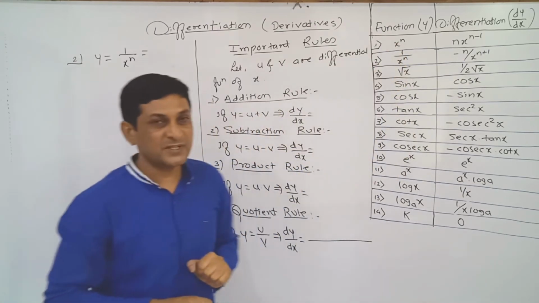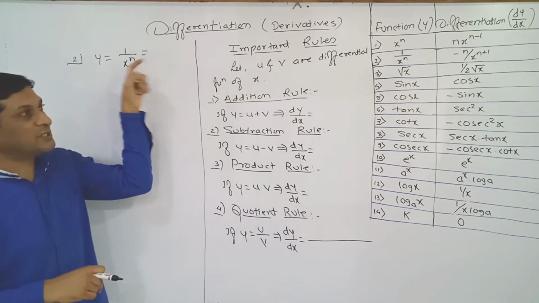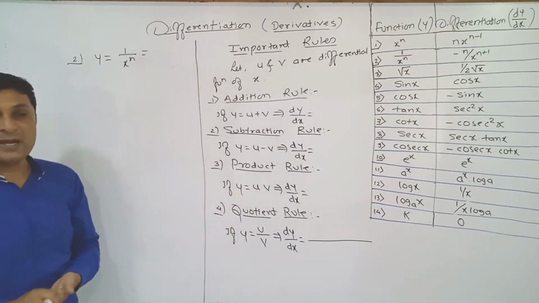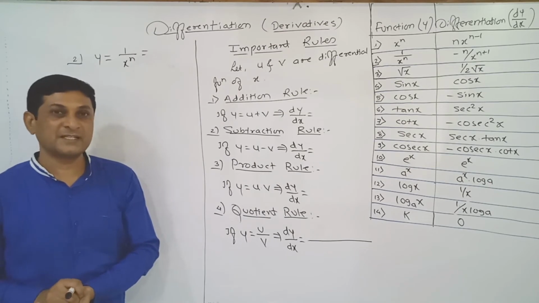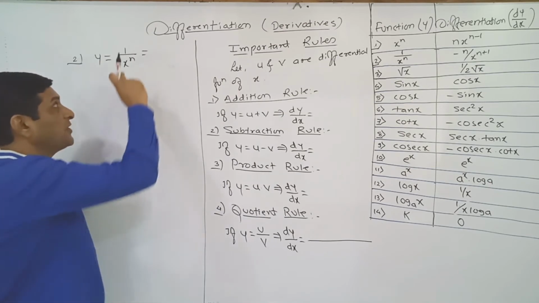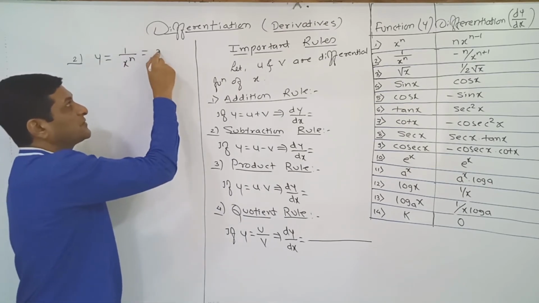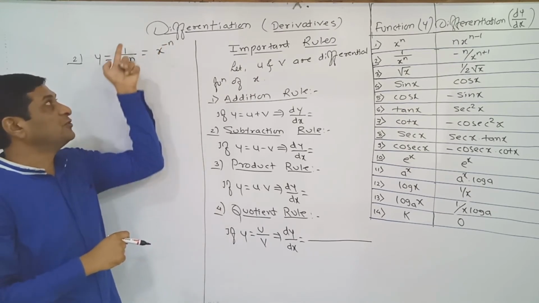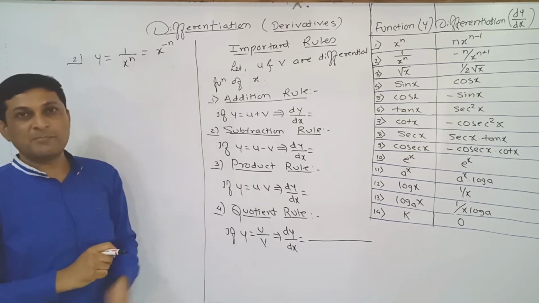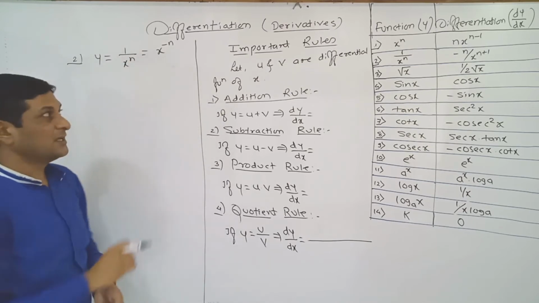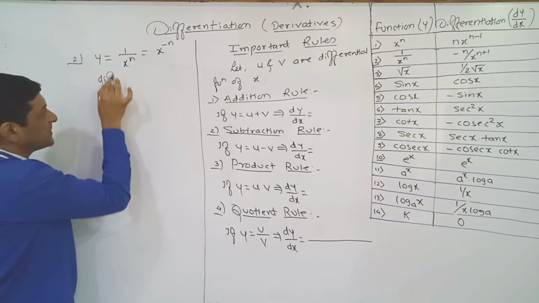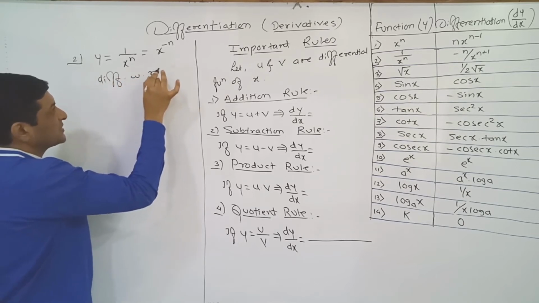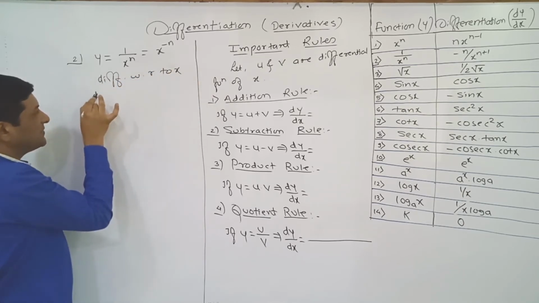First, we try to convert this expression into the form of the first formula according to the laws of exponents, or we can say the laws of indices. If we shift this term to the numerator, its power will become what? Minus n. This x to the power n in the denominator, when moved to the numerator, has its exponent become negative according to the laws of exponents. Now we differentiate it with respect to x. So dy upon dx will be equal to.